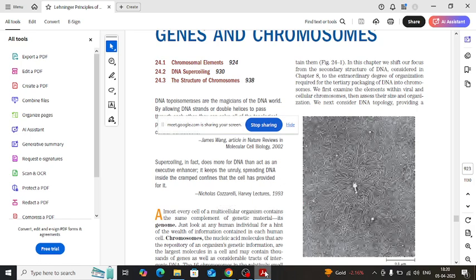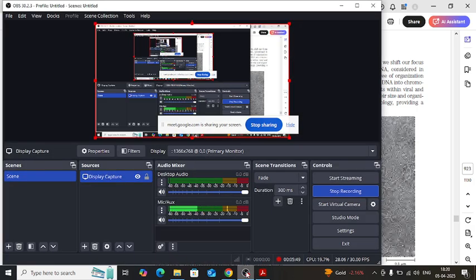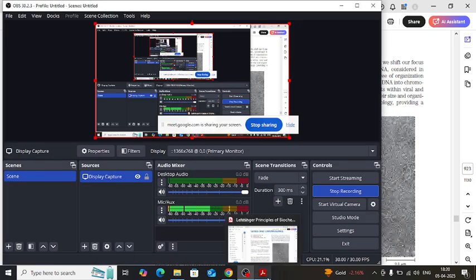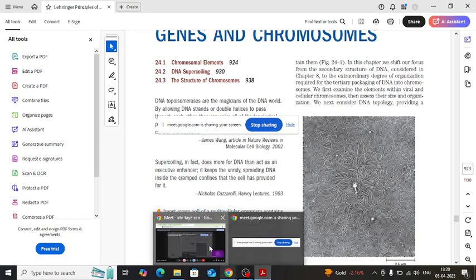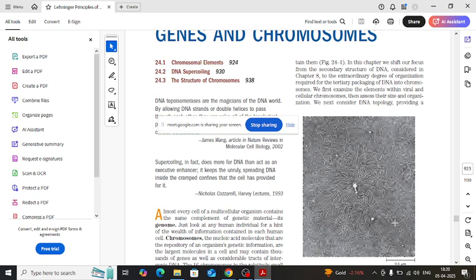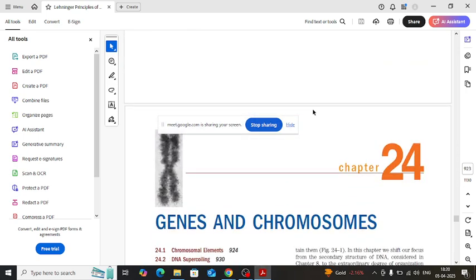Hello everyone. So in this session, we will discuss genes and chromosome structure, and we will also see how DNA metabolism happens. That is basically the replication of DNA. How the DNA replication happens. So before that, we need to understand what is gene and chromosome, right?